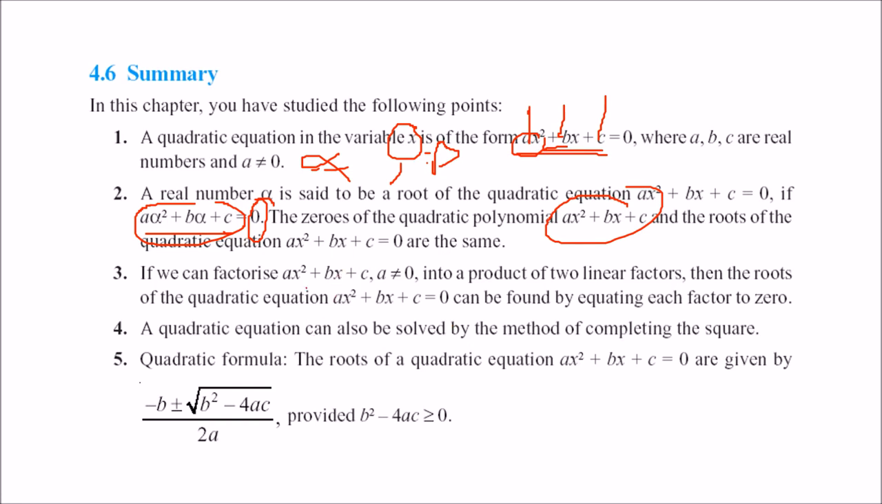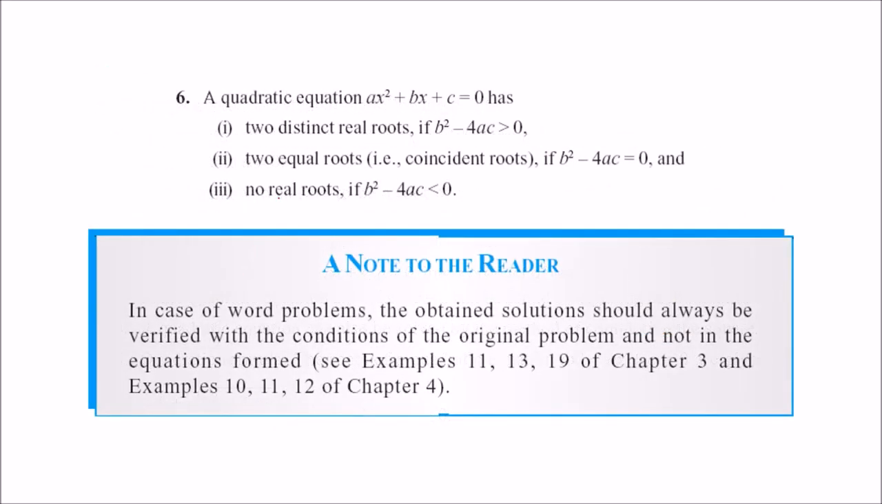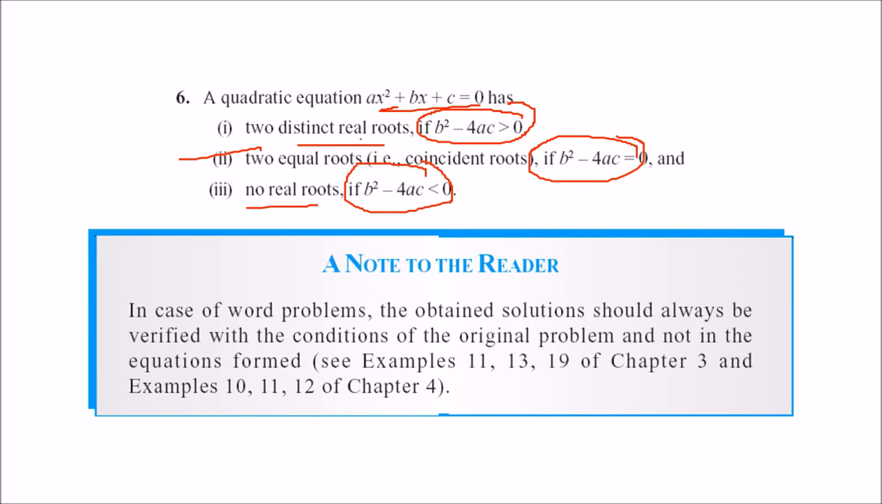First way to solve is to factorize. Second way is to complete the square. Third way is to directly use the quadratic formula, that is minus b plus minus under root b square minus 4ac by 2a, provided b square minus 4ac is greater than or equal to 0. The quadratic equation ax square plus bx plus c has two distinct real roots if b square minus 4ac is greater than 0. If b square minus 4ac equals 0, it has two equal real roots. No real roots if b square minus 4ac is less than 0.